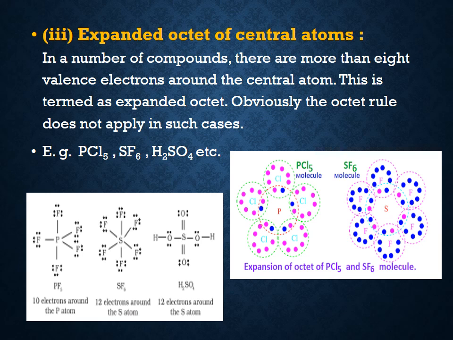Let's see the electron dot structure of PCl5 and SF6 molecules. Both the compounds are stable and formed by sharing of electrons. But in both cases, the central atom contains electrons whose number is more than 8, or an octet. In PCl5, phosphorus contains 10 electrons around it, and in SF6, there are 12 electrons around sulfur. So, the stability of SF6 and PCl5 we cannot explain by using the octet rule.